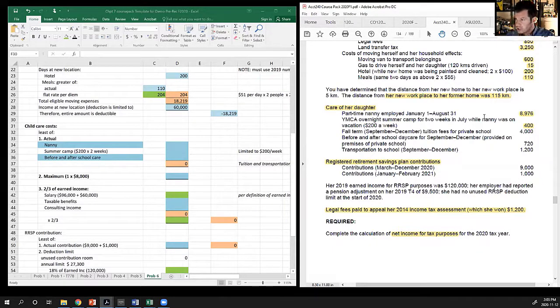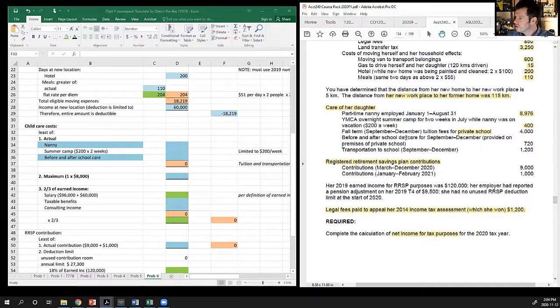So $500 should be fine because it's an overnight camp. There's some board and lodging associated with that. Presumably they're feeding the kid. I think you have to do that. And then also they're staying overnight. So those amounts count. Fall term for private school. Hey, private school, that's a no-no. So I'm going to say for this one, nope. That's a no-go. Okay, no $4,000.